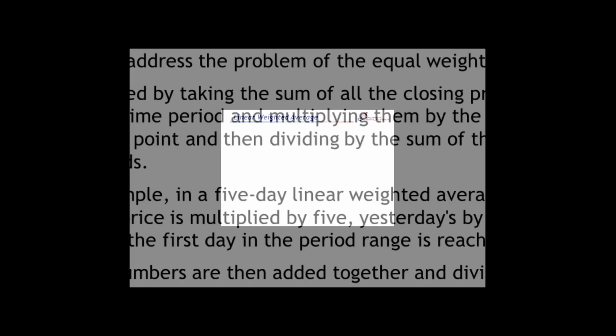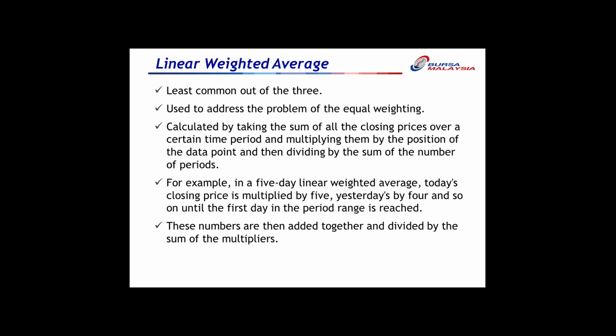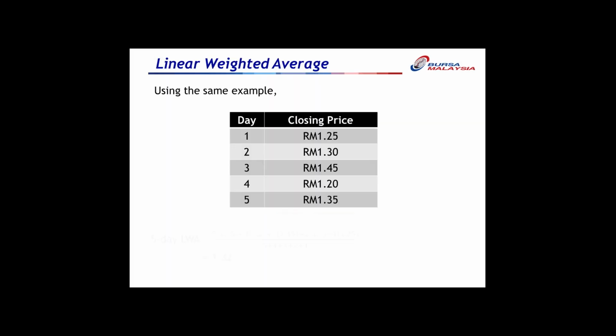Okay, let me go back. All right, so in the 5 day linear weighted average, today's closing price is multiplied by 5, yesterday's by 4, and so on until the first day is reached. These numbers are then added together and divided by the sum of the multipliers. That means the nearest price has a bigger weightage. The furthest price, which is very far away from today, has the smallest weightage. So it is used to address the problem that the simple moving average gives an equal weightage to every price. This one gives more weightage to the recent price.